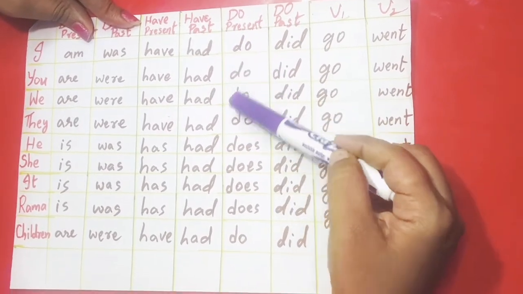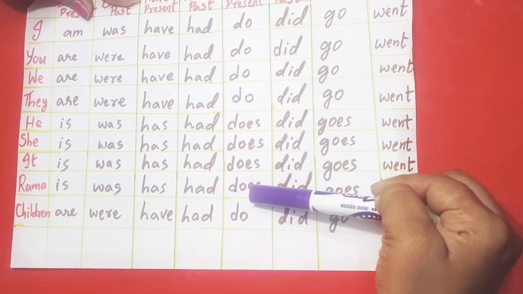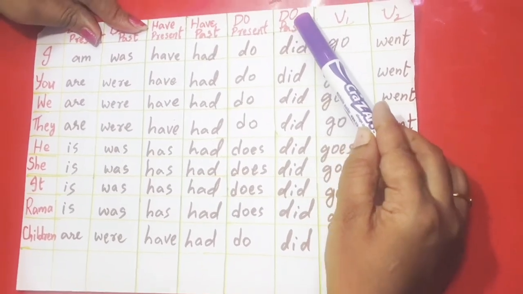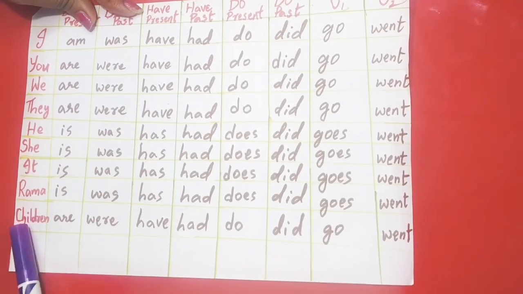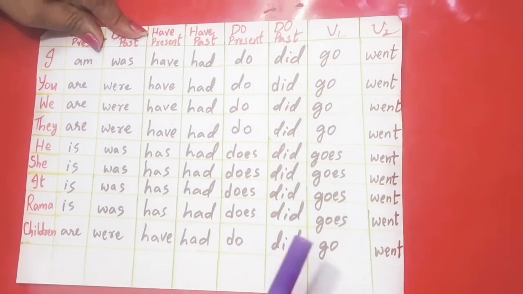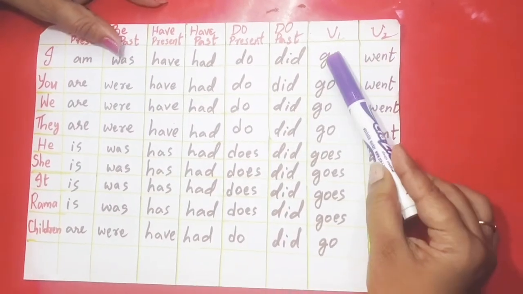For do present we have two words, do and does. For I, you, we, they we use do. For he, she, it, Rama it is does. For children it is do. For do past tense we use did. For every pronoun and the noun we are using I did, you did, we did, he did, she did, Rama did, children did.